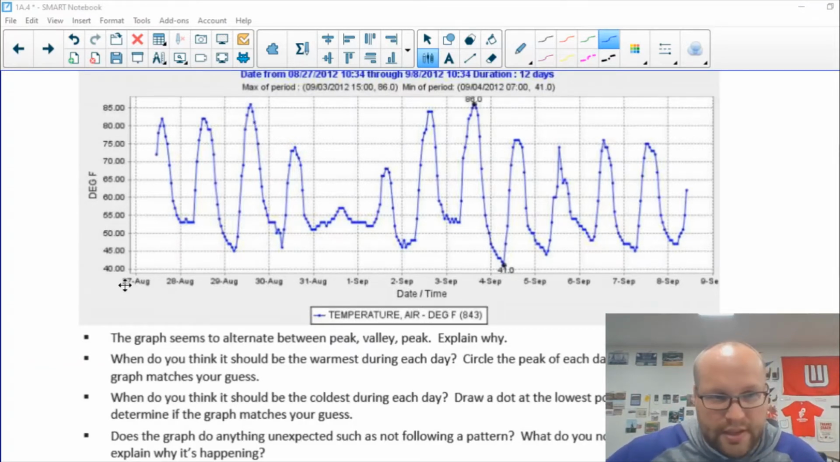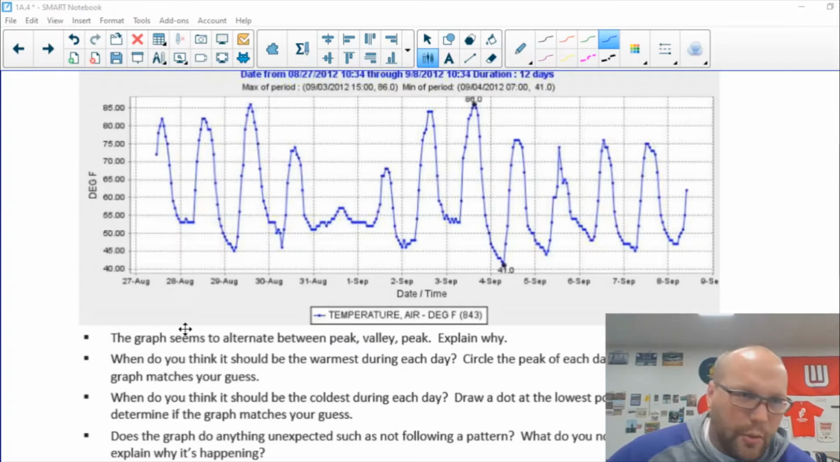So as we look at these days, there's a peak temperature of about 81 or 82, and then it goes back down to about the lower 50s, and then back up to the 80s, back down to the low 40s. So those peaks and valleys are important features that we start to look at. Those are the high and low temperatures of the day. When do you think it should be?